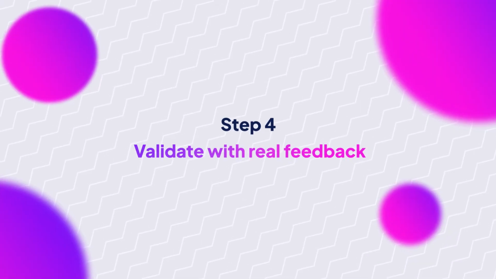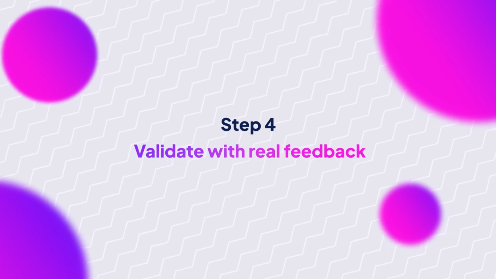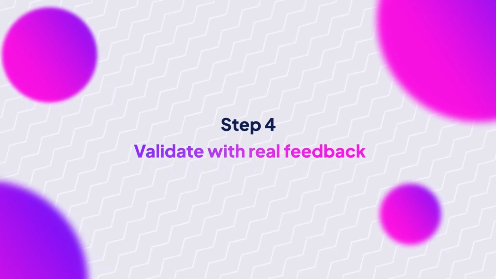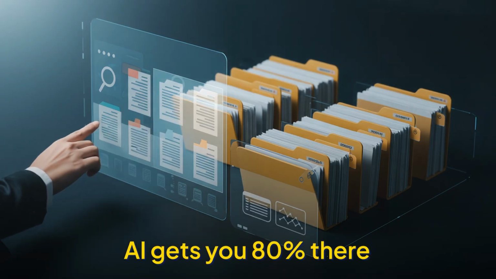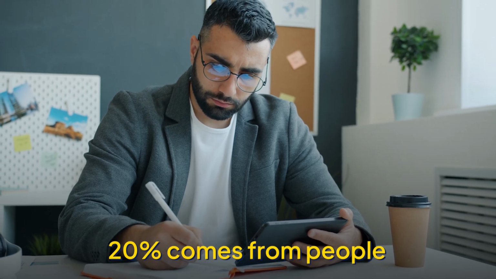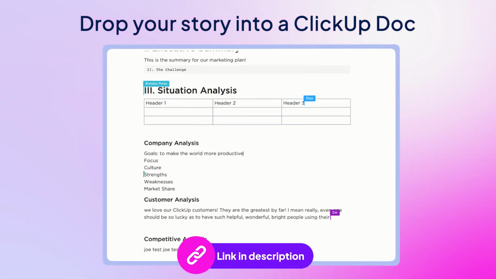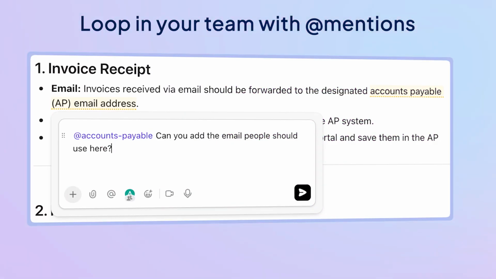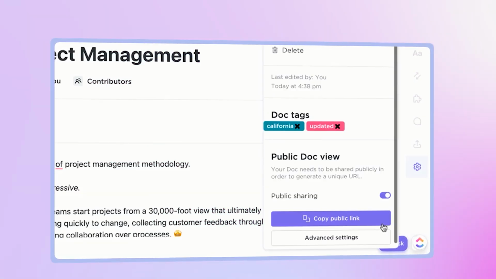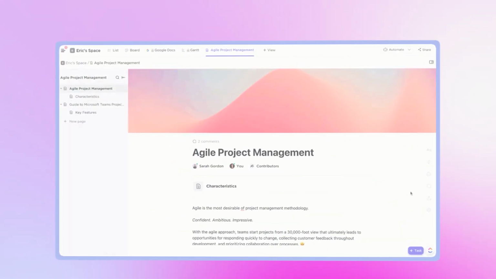Moving to the next step. Before locking in your stories, stress test it with real feedback. AI gets you 80% there. The last 20% comes from people. Drop your story into a ClickUp doc, loop in your team with at mentions, and get quick reactions on the scope, clarity, and acceptance criteria.